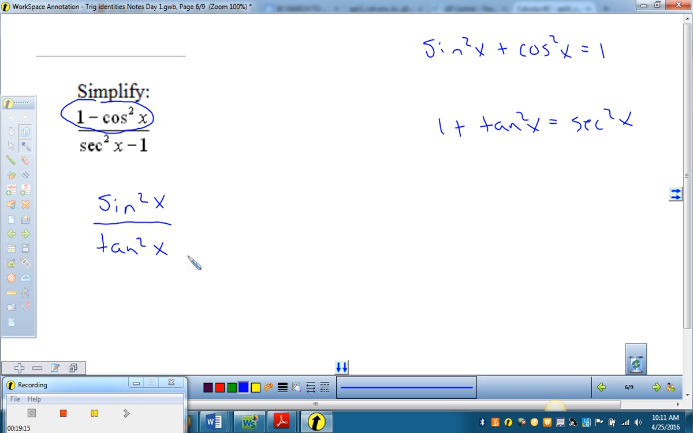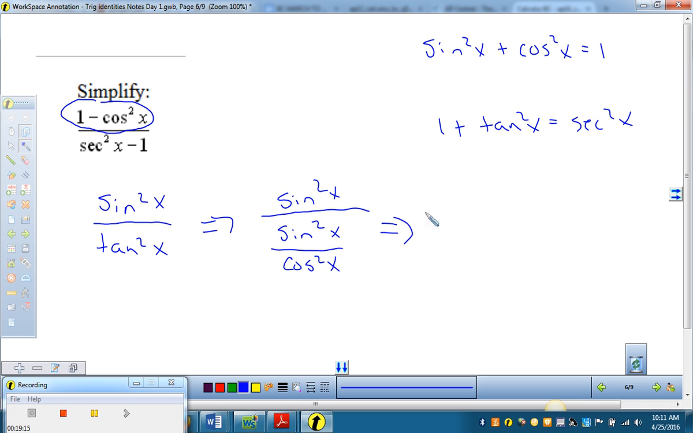All right, well, you do want to try and get to one trig function as possible, or simplify it as far as you can. I know I can rewrite tangent as sine over cosine, correct? Yeah. So now we have sine squared x on top over, how do I write tan squared? And it'll be sine squared x over cosine squared x.